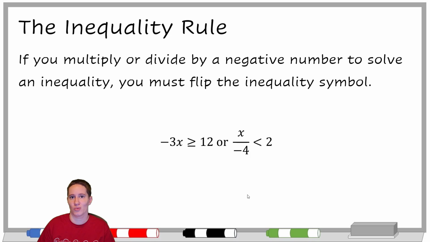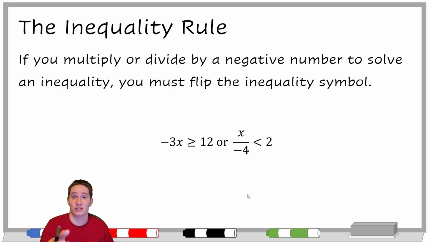So if you're just doing your homework on autopilot, it maybe isn't going to work out super well for you, because you might forget about this special rule. As you're solving, if you choose to multiply or divide by a negative number, that makes you have to flip the inequality symbol around. Okay, these would be 2 examples of situations where this would happen.